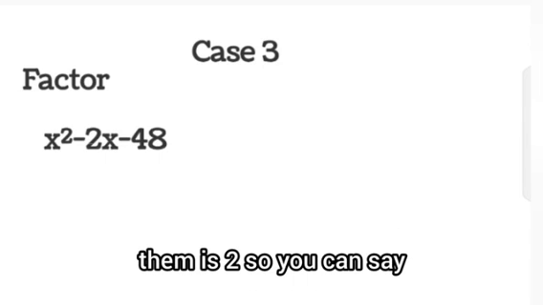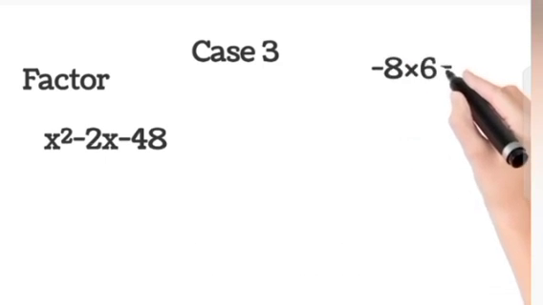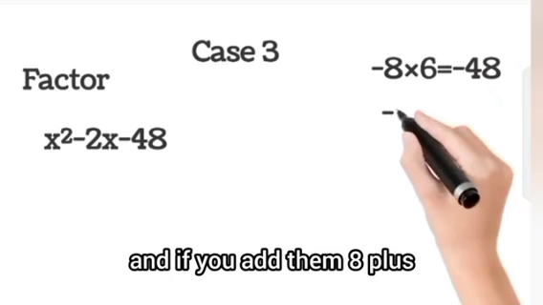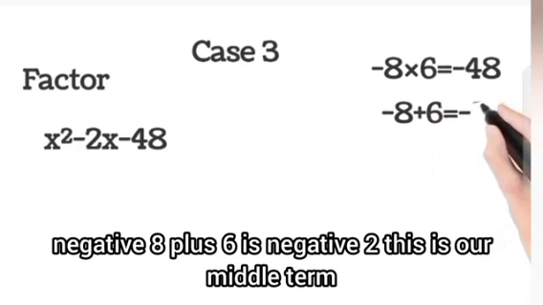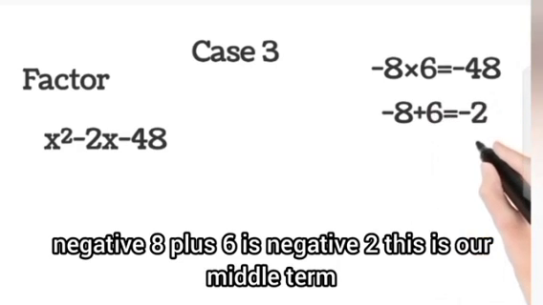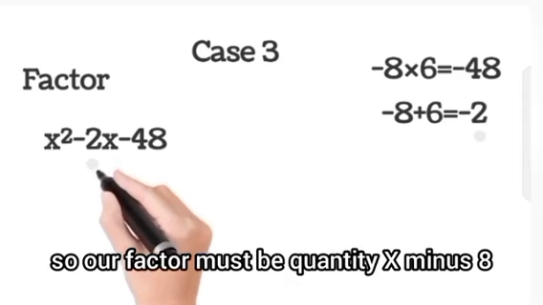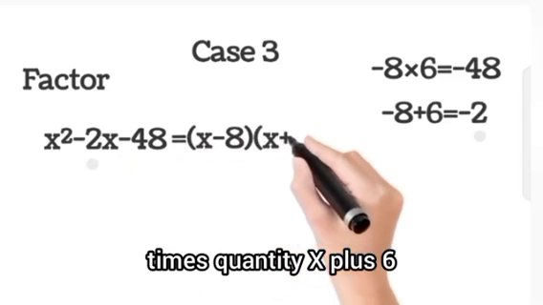So we can say that the factors are negative 8 times 6. This is negative 48. And if you add them, negative 8 plus 6 is negative 2. This is our middle term. So our factor must be quantity x minus 8 times quantity x plus 6.